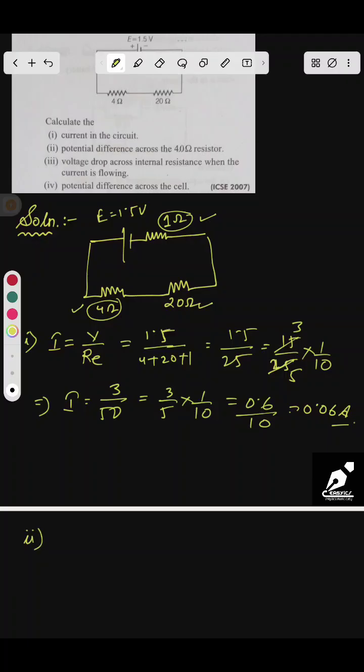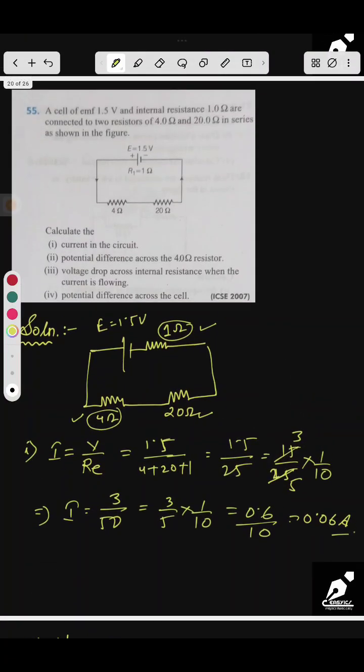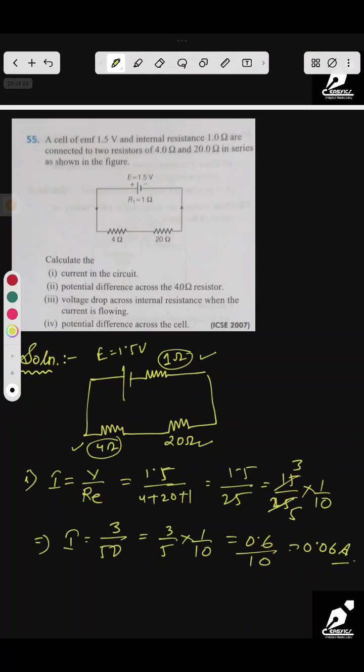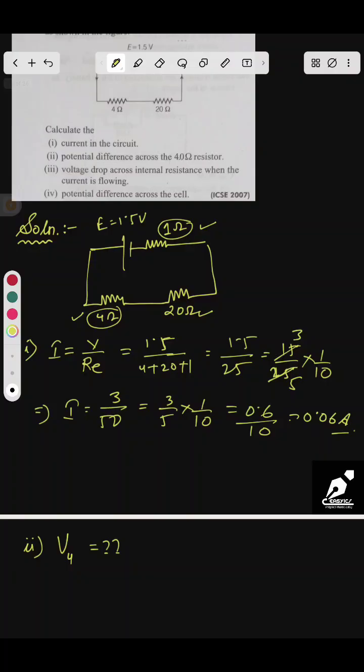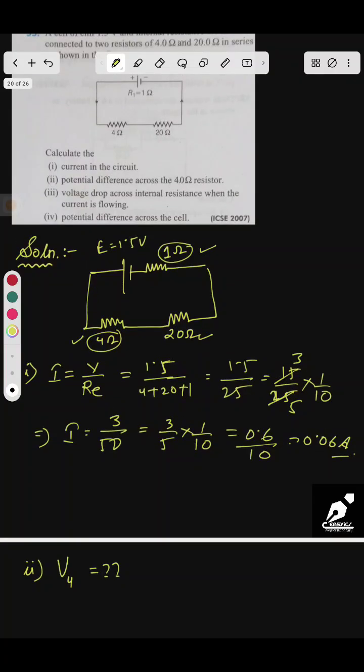Potential difference across the 4 ohm resistance. Fine. So, what is the current we got in the entire circuit?